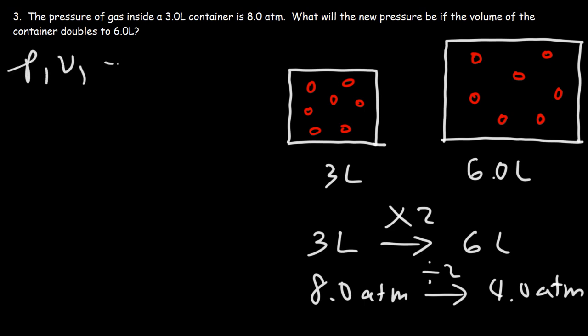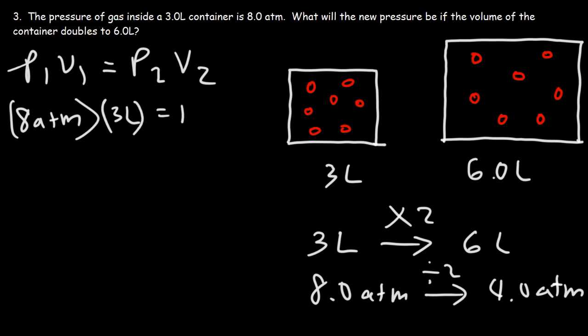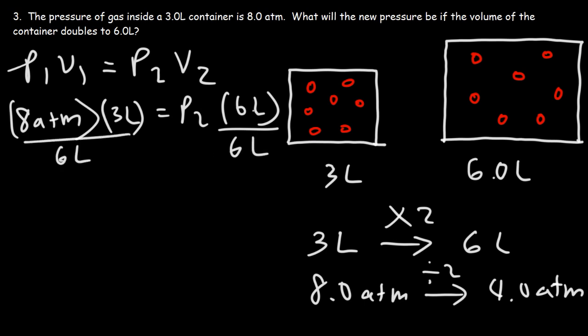The equation associated with Boyle's Law is P1V1 is equal to P2V2. So now let's do the math. P1 is 8 atm. V1 is 3 liters. We're looking for P2. V2 is 6 liters. So in order to solve for P2, we need to divide both sides by 6 liters.